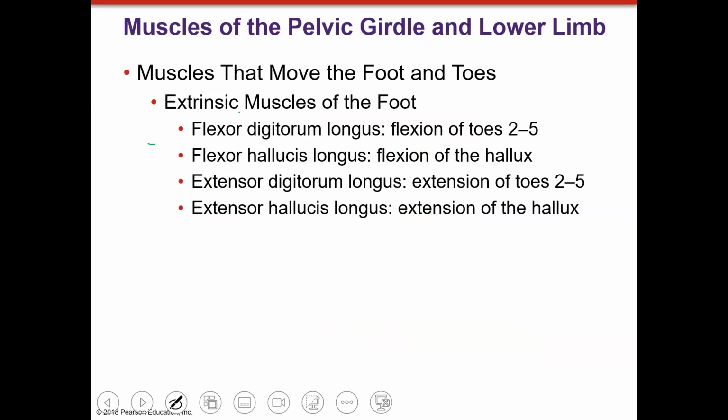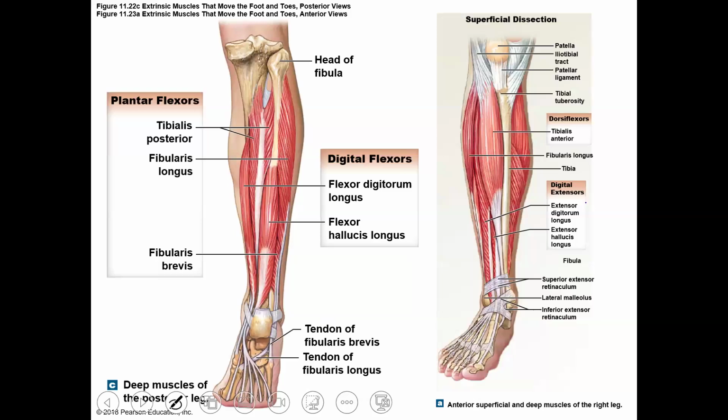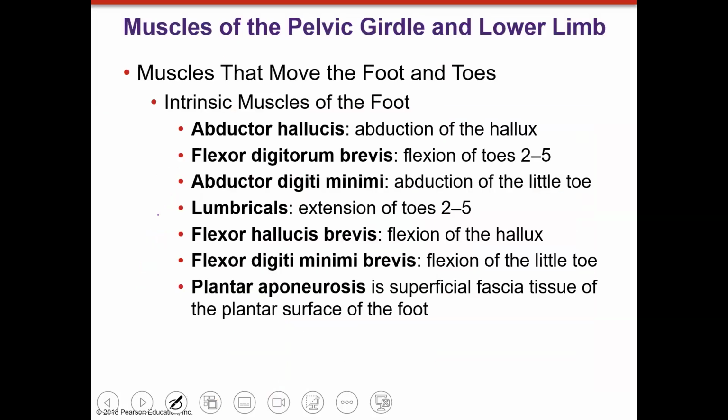Extrinsic muscles of the foot, we're going to see flexion, and we're going to see extension. Digitorum is just the toes. Hallucis means big toe. Hallux is the big toe. And you can see them right here. So flexor digitorum longus, flexor hallucis longus. Hallucis is the big toe. You can see fibularis brevis. You might see it called peroneus. Okay. And you can see tibialis posterior and fibularis longus.